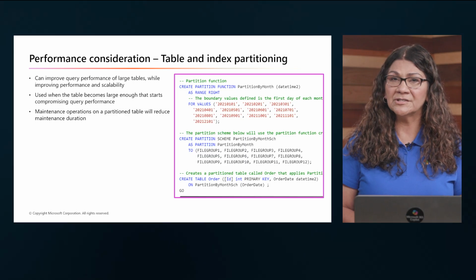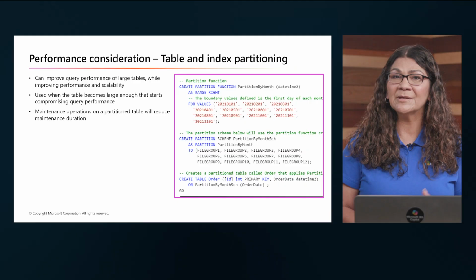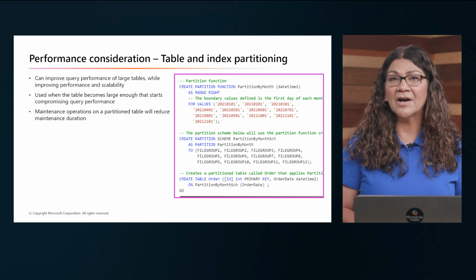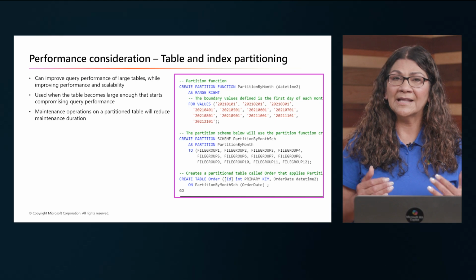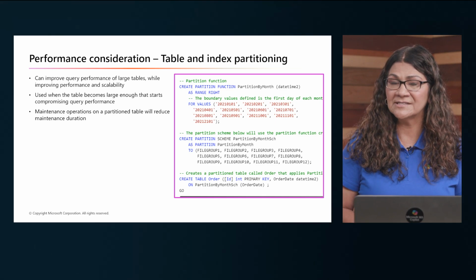The function, partition by month, uses RANGE RIGHT to define a monthly boundary based on the order date column. Each partition includes dates greater than the specified boundary, allowing SQL Server to efficiently organize and query time-based data.